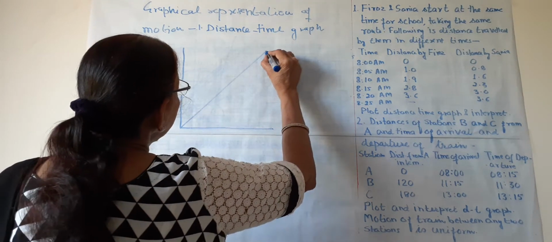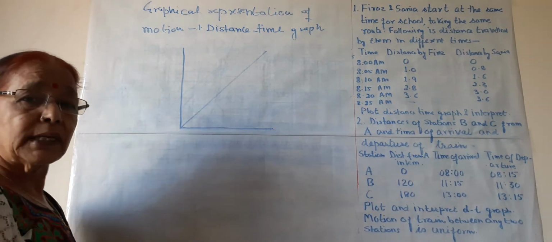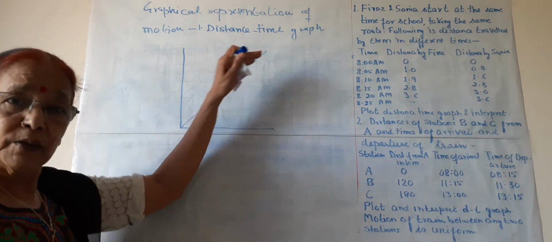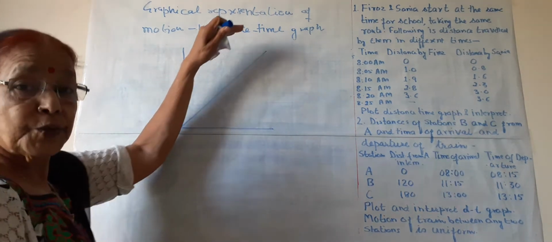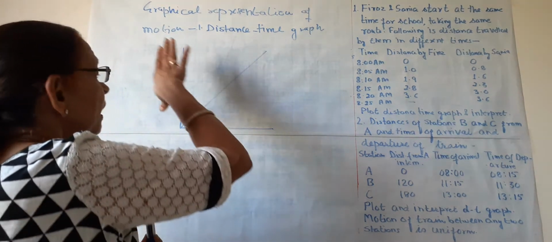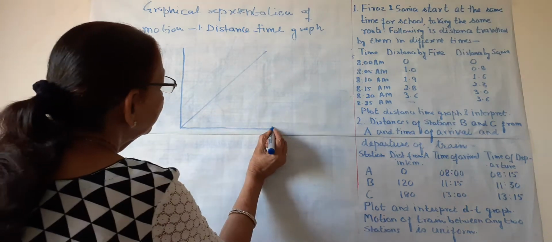I have taken this graph showing constant speed, because a straight line inclined upward means constant speed. This is showing constant speed. Constant means equal distance is covered in equal time intervals.